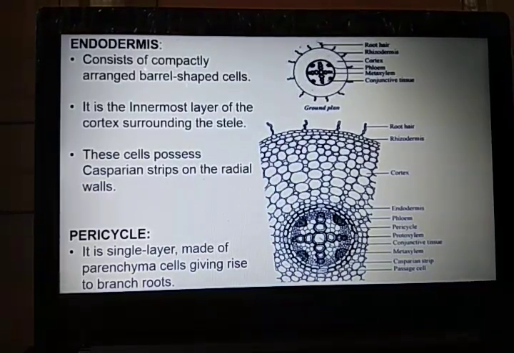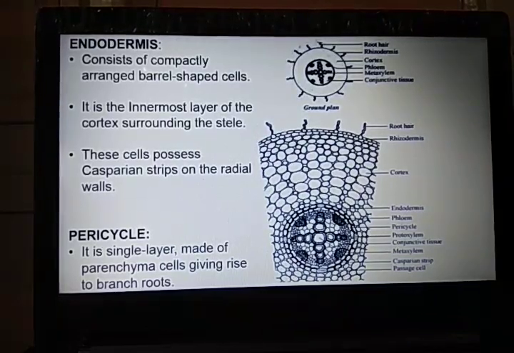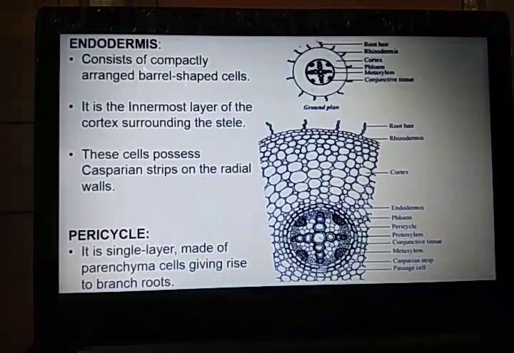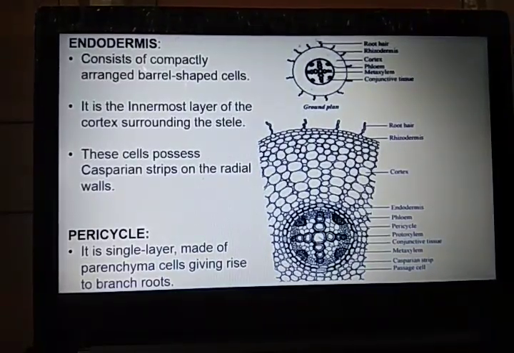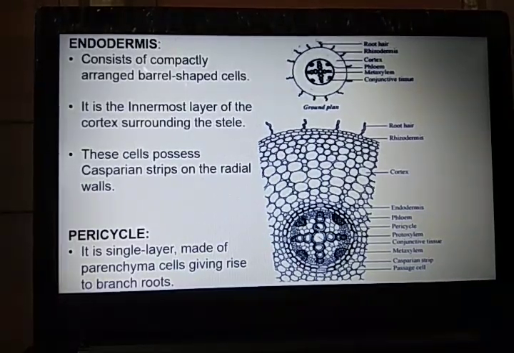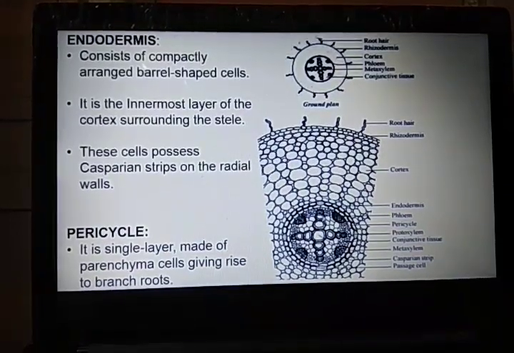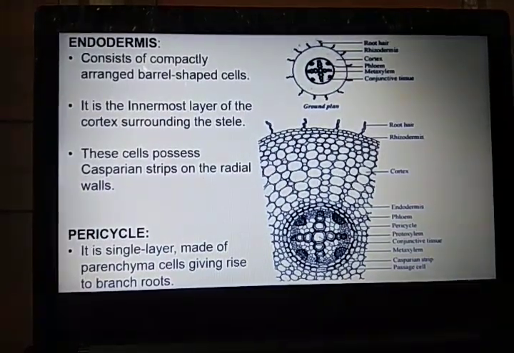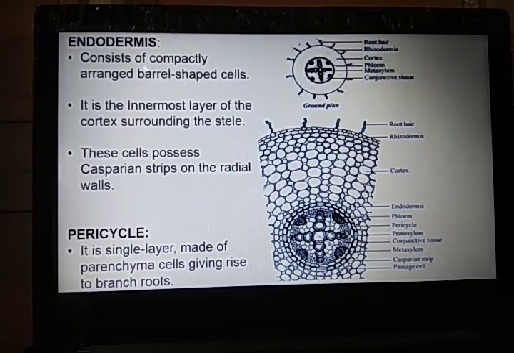The stele is the central core of tissues composed of vascular tissues and interstelar ground tissues. Now this stele, as you can see, has in the root vascular bundles which are radially arranged, that is xylem and phloem are located at alternate radii in patches.